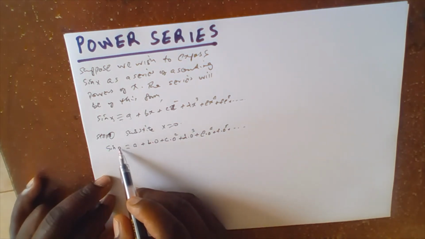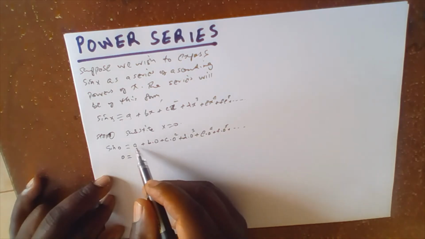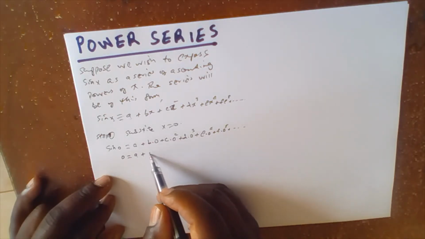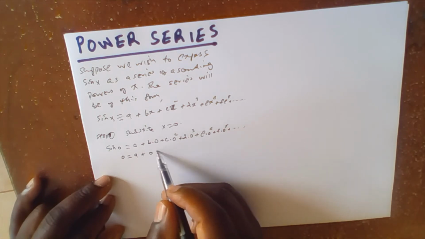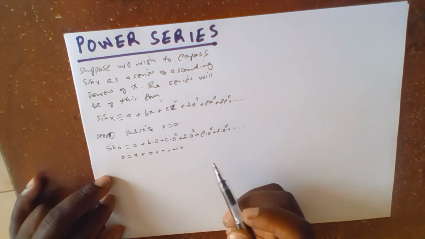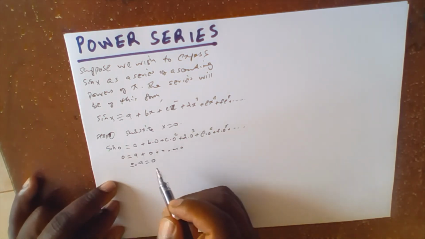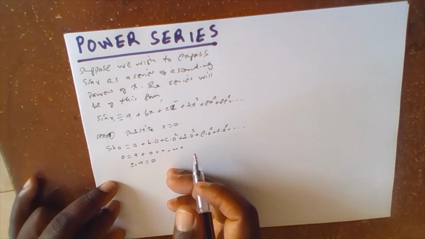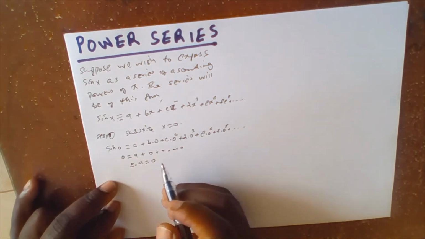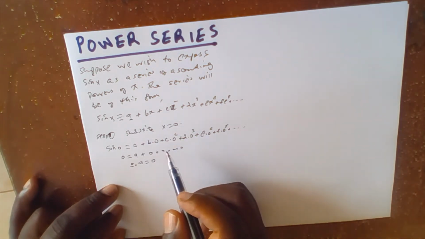Now, sin 0 is 0, so we shall have 0 equals to a, then plus b times 0, which is 0, c times 0 squared, which is 0, so all these will be 0. Therefore, we are saying that a equals to 0. Now, we have gotten the value of a.